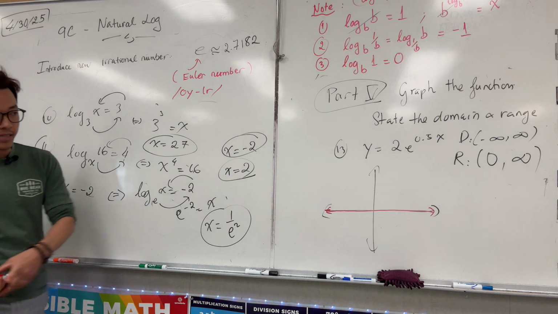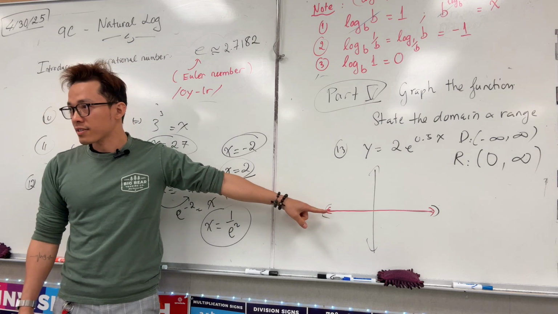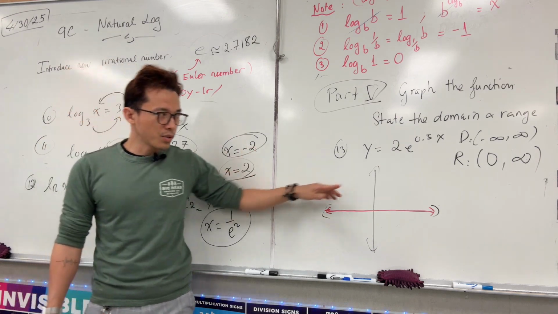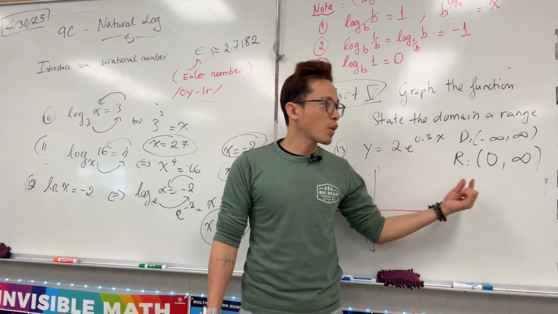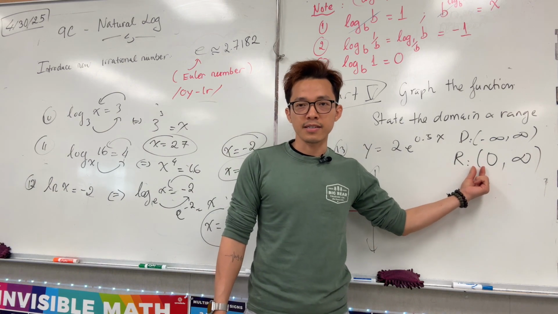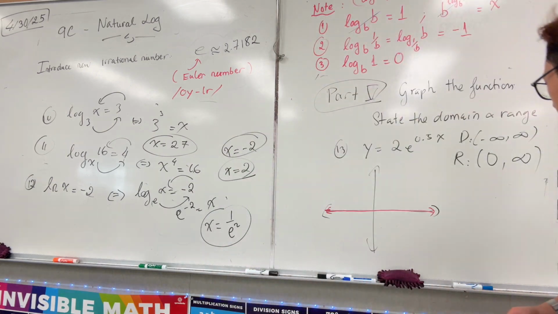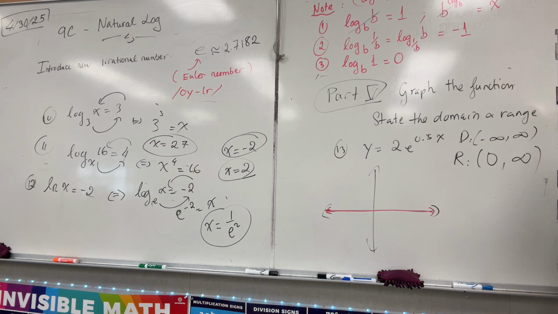No, that's what I say because they never touch. So you're above the 0, but you're not equal to 0. Not equal to 0, that's why this one is a parenthesis, not a bracket. That's the range and domain, okay?